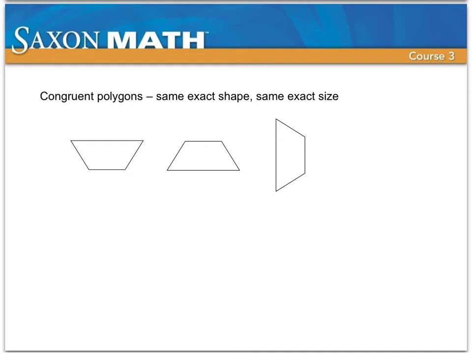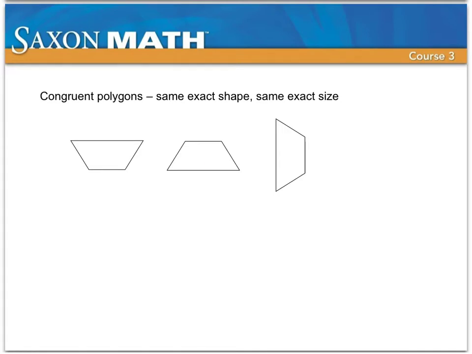Congruent polygons have the exact same shape and the exact same size. For example, these are all trapezoids. It doesn't matter what way they're rotated as long as they are the same size. You can tell that this one and this one are the same size for sure, and if we turn this one, it appears that it would also be the same size to make them all facing the same way. So again, congruent polygons, same size, same exact shape.